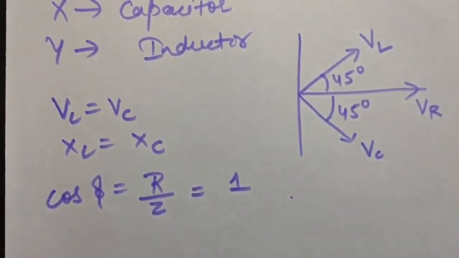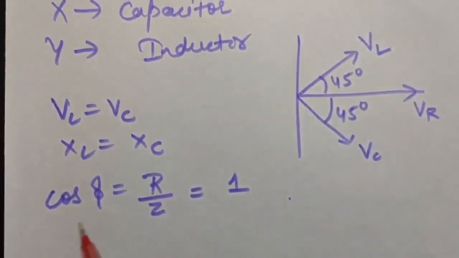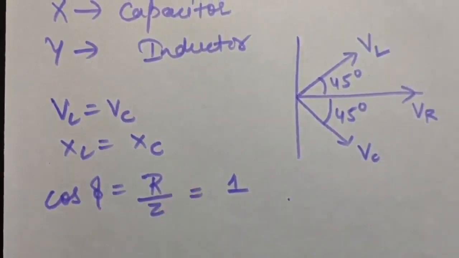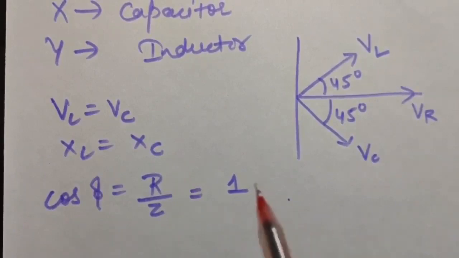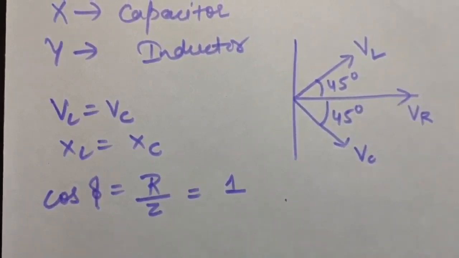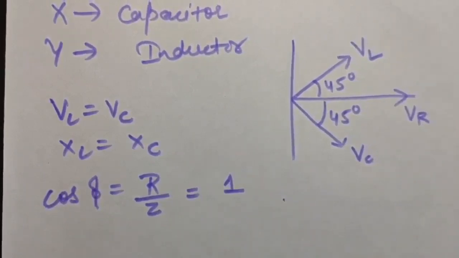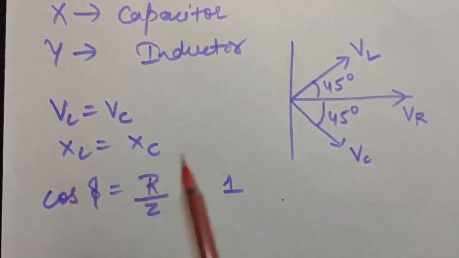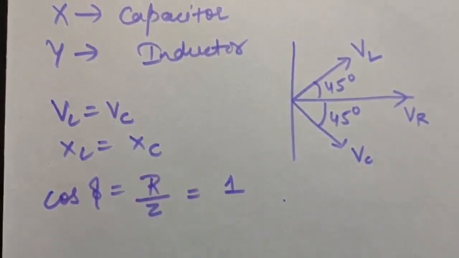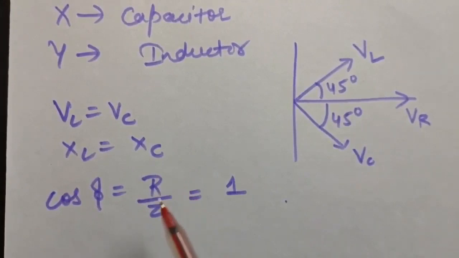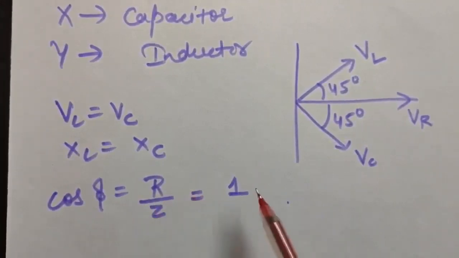So the value of cos phi, that is power factor, is R by Z. That will come to be 1, because Z is the square root of R squared plus (XL minus XC) whole squared. If XL and XC are equal, then XL minus XC will become 0. So Z will also be equal to R. So cos phi will come to be 1.